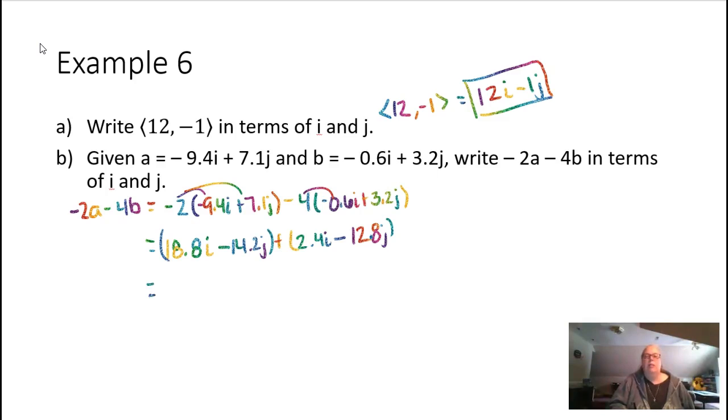And finally, all we need to do is add our like terms. So let's see, 18.8 plus 2.4, that's going to give me 21.2i. And then we have 14.2 minus 12.8. They're both negative, so let's add them together. This is going to be negative 27.0j. And here it is in horizontal and vertical component form.